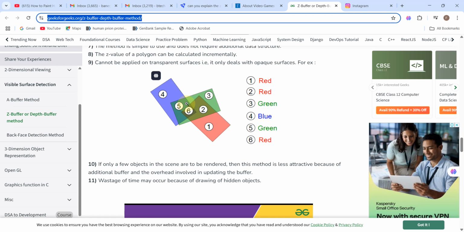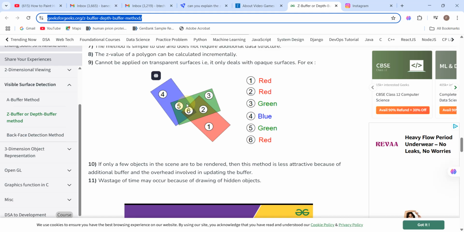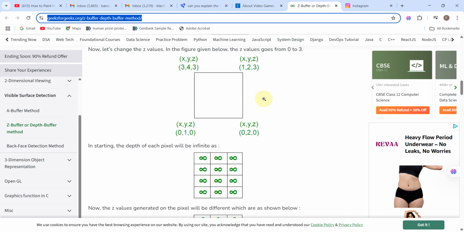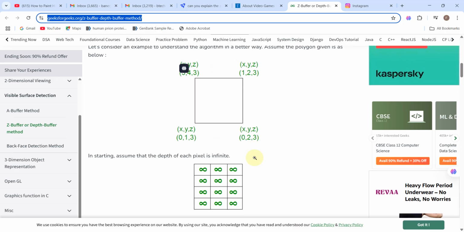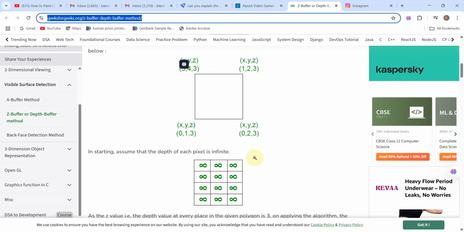Yeah, to come back, with your example, I'm showing you another easy example given in this blog. Suppose you have this square plane which has the coordinates 3, 4, 3; 1, 2, 3; 0, 1, 3; and 0, 2, 3. We are talking about the depth buffer matrix, how it is stored right now. We saw the real world examples. Now we are taking an easy hypothetical example of how the matrix stores the value.